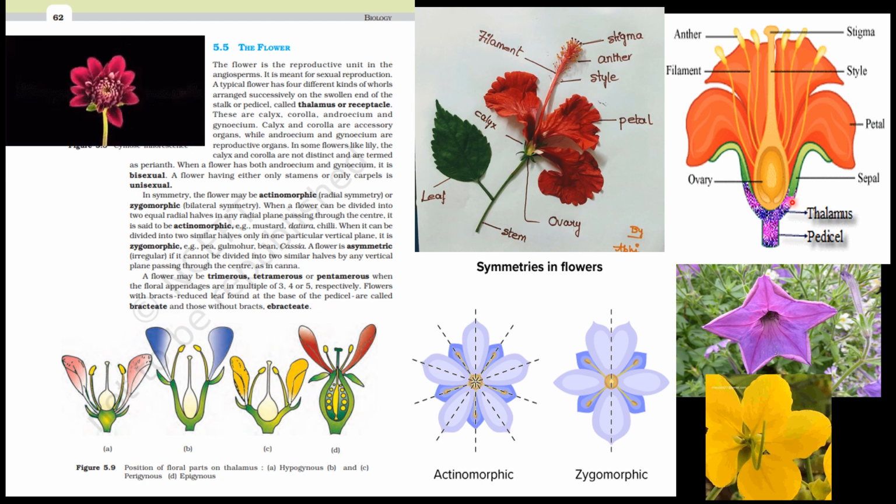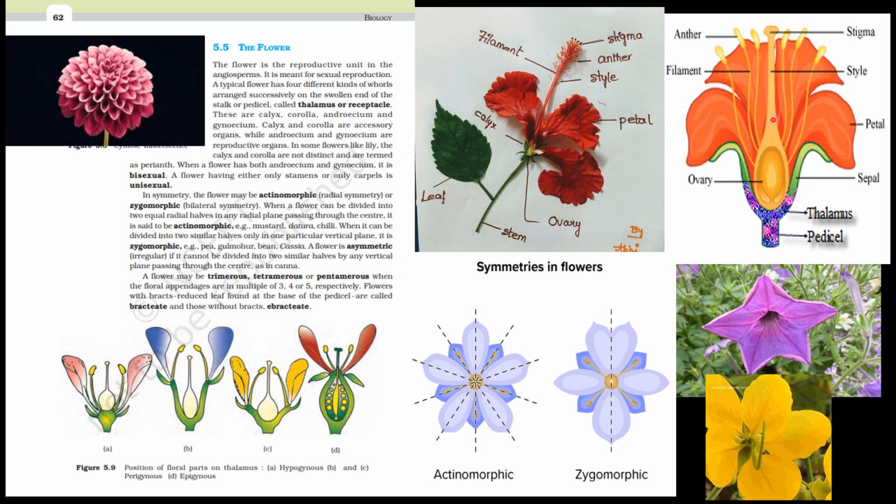When androecium and gynoecium are seen in the same flower, then that flower is called bisexual. When either androecium or gynoecium alone is present, then that flower is called unisexual.